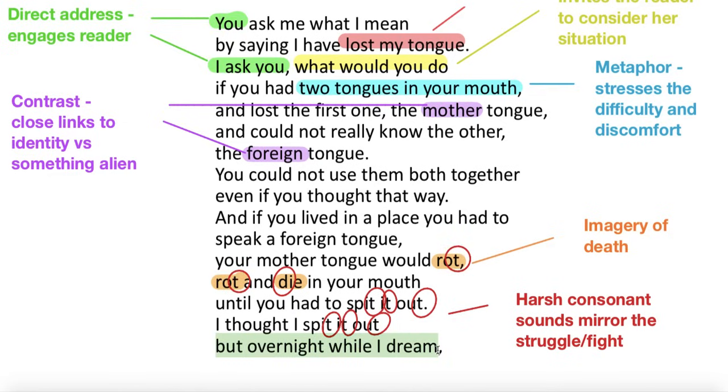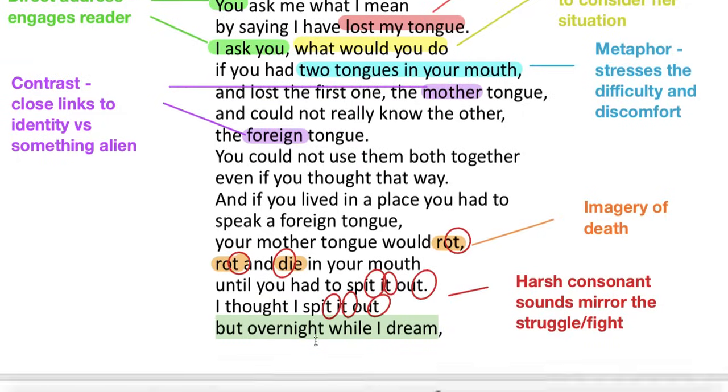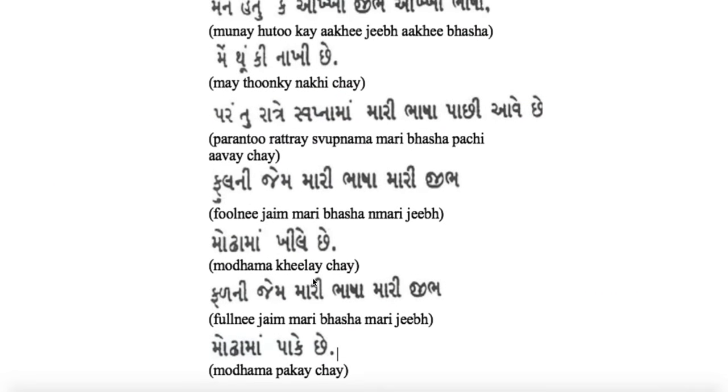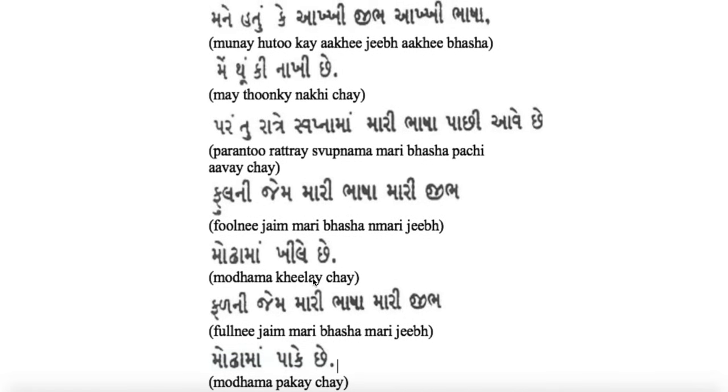I'll talk about the turning point when we talk about structure later. But overnight while I dream. And then the next stanza, as you can see, is in her first language, Gujarati. And she's also tried to translate how a non-Gujarati speaker could pronounce this. So again, I think that's interesting that she's included that translation.